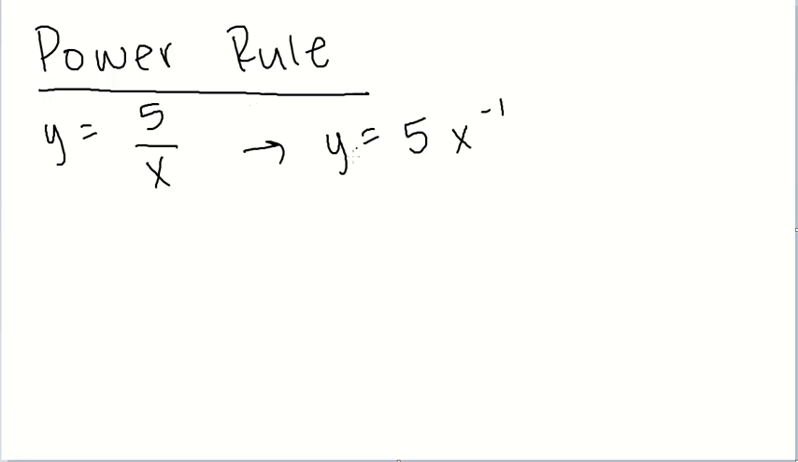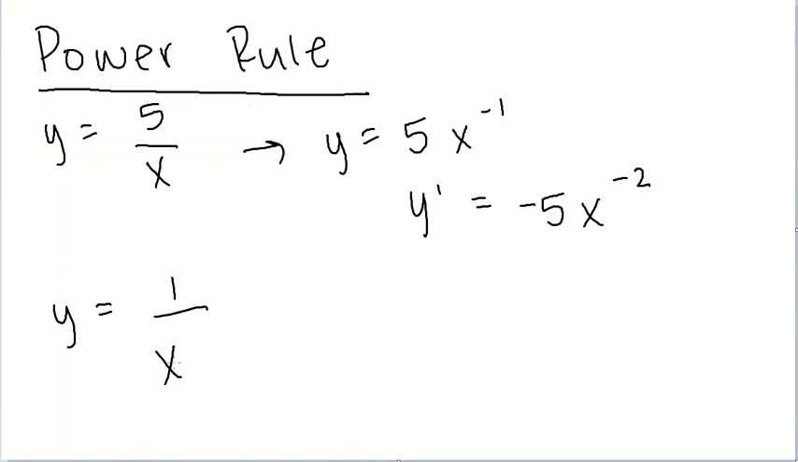So now that I have y written in this new form, I'm going to find its derivative. So using power rule, I'm going to take whatever my exponent was and multiply it by whatever number's already out front. So -1 times 5 is going to be -5. And then I'm going to subtract 1 from my exponent. So -1 minus 1 is going to be -2. And so this is my y prime, -5x to the -2. And so rewriting it before you use power rule is really, really helpful. So let's see another example where that is helpful.